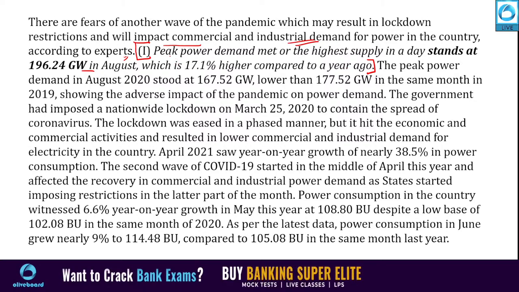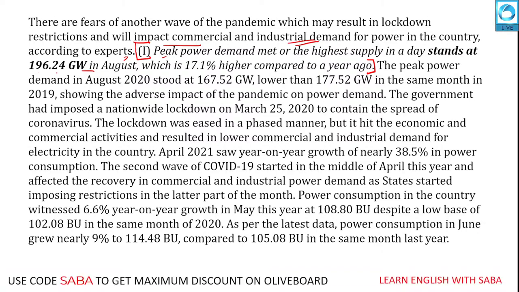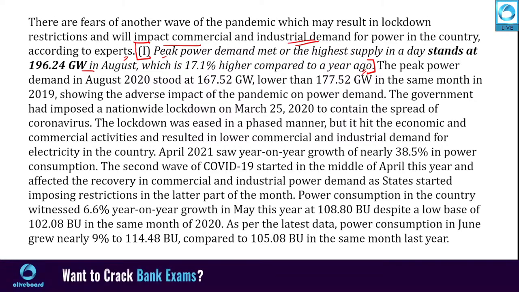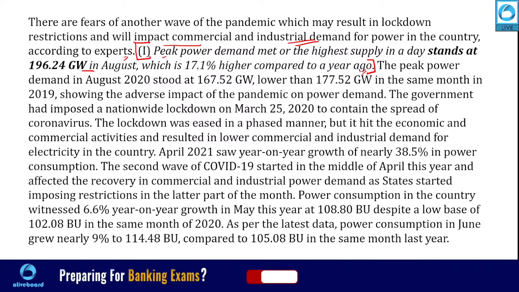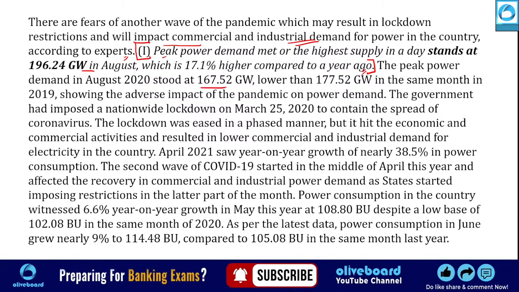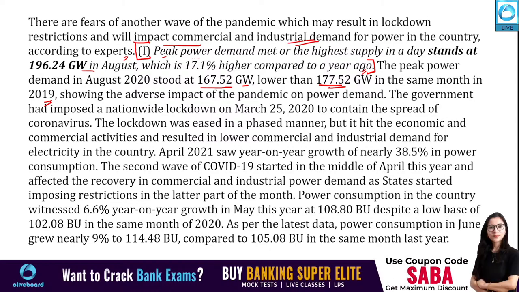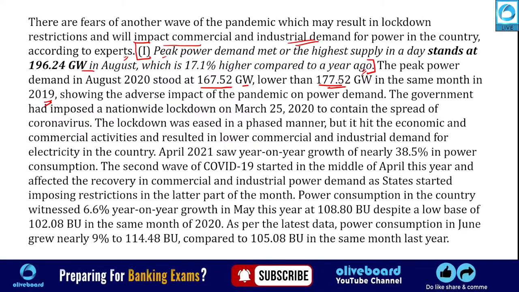Correct, correct Prabhuda. Now this word, peak power demand, meaning the highest supply in a day, stands at 196.24 gigawatt in August, which is 17.1% higher compared to a year ago. If you compare the data of August 2020 and August 2021, in August 2021 the power consumption was the highest. Okay, it was higher. The peak power demand in August 2020 stood at 167.52 gigawatt, lower than 177.52 gigawatt in the same month in 2019. Now here 2021 and 2020 have been compared, and 2020 has been compared with 2019, the same month of August.